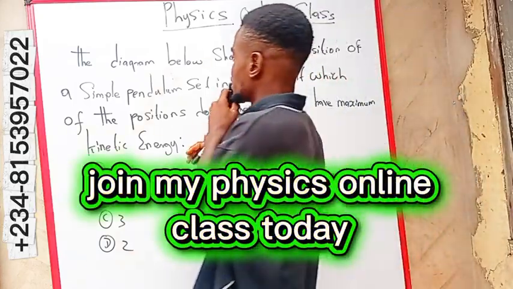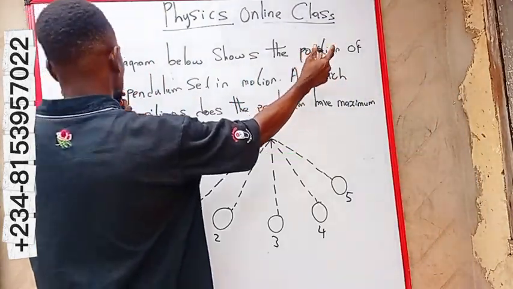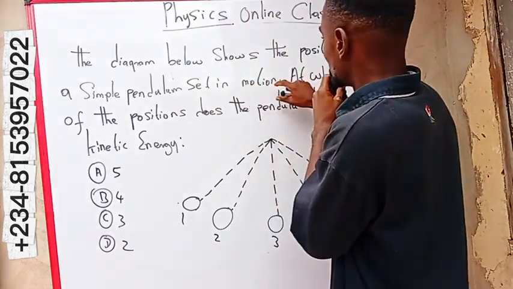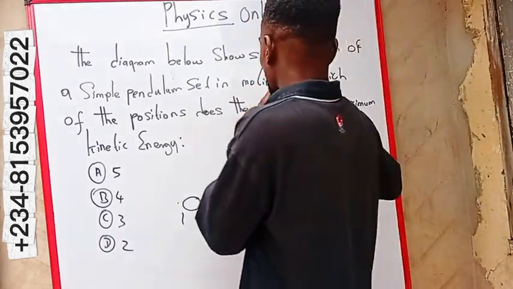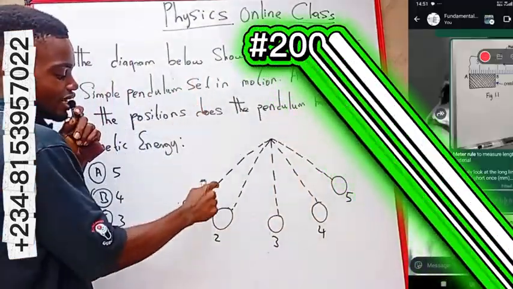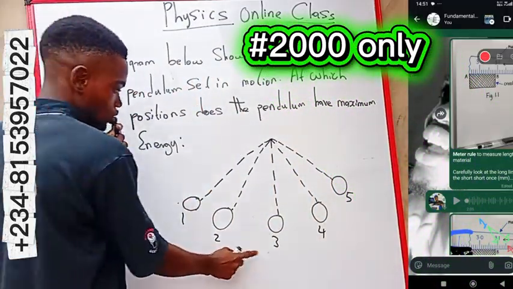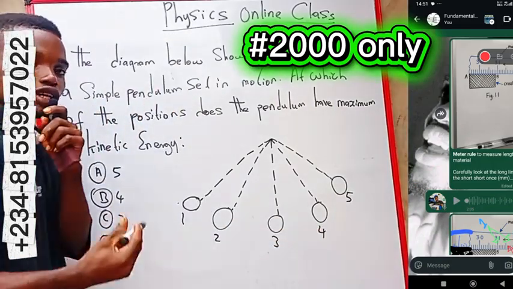Stay attentive. This question says the diagram below shows the position of a simple pendulum set in motion. At which of the positions does the pendulum have maximum kinetic energy? Is it at 1, 2, 3, 4, or 5, as you can see on the options.